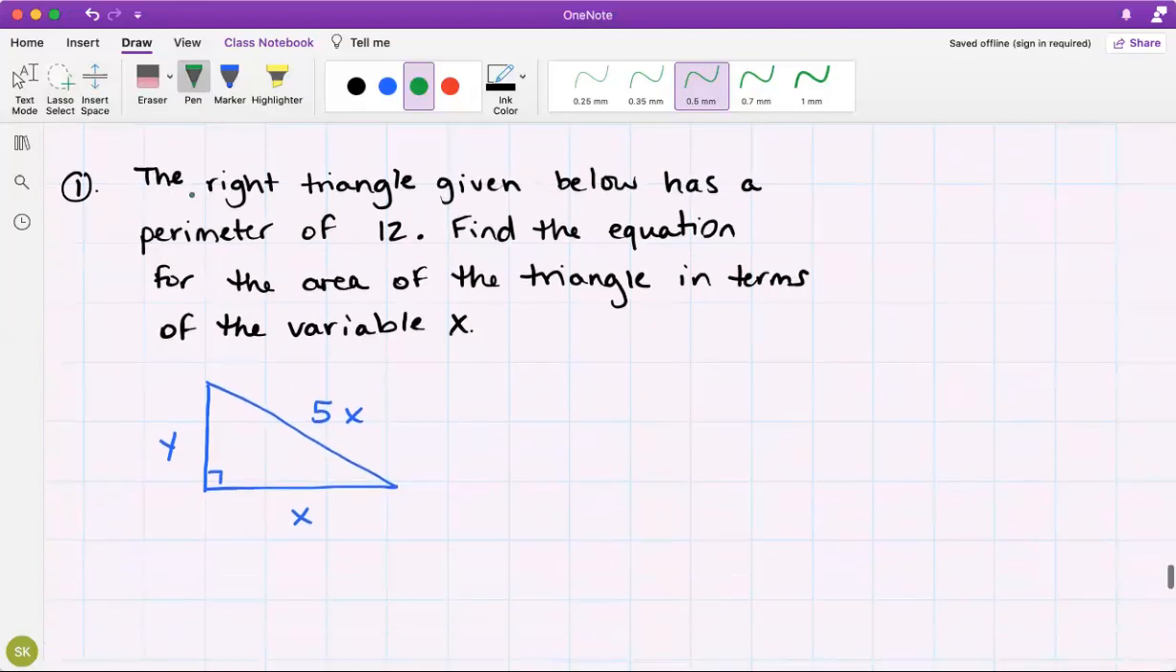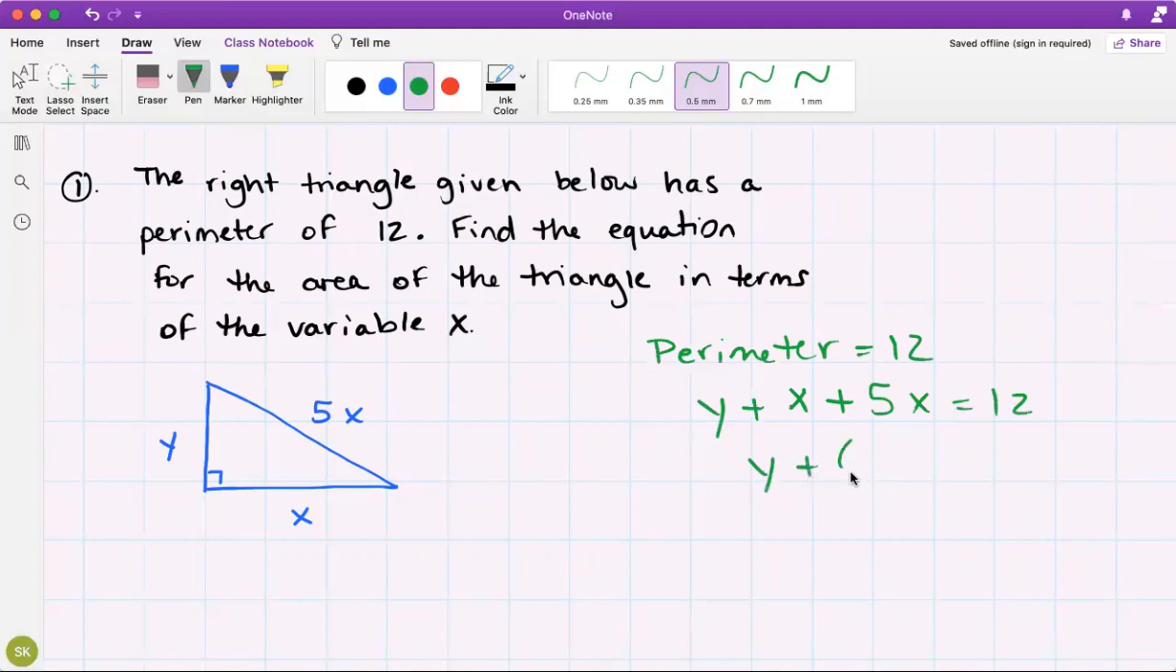So we have, for number 1, the right triangle given below has a perimeter of 12. Find the equation for the area of the triangle in terms of the variable x. Okay, so let's see if we can interpret this. We know the perimeter is 12. The perimeter is adding up all the sides. So let's say y plus x plus 5x is equal to 12. Or in other words, y plus 6x, because I can add these together, that's equal to 12.